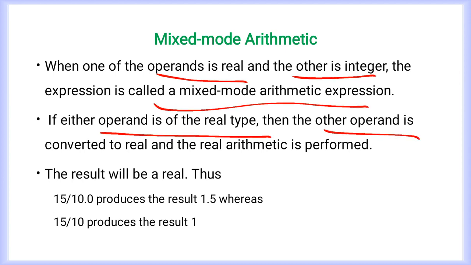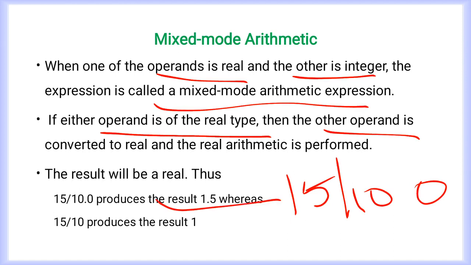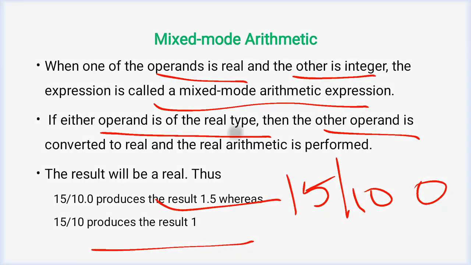So 15 divided by 10 produces the result 1.5. Similarly, 15 divided by 10.0 produces the result 1. That is the difference in mixed mode arithmetic. If you look at the difference between these two, one gives 1.5 and the other gives the result 1.